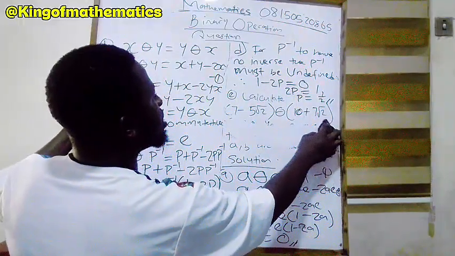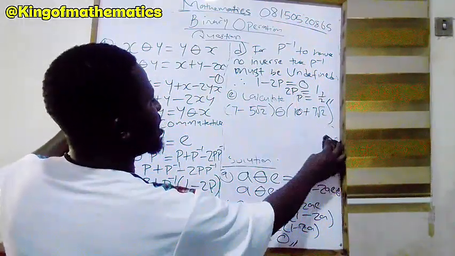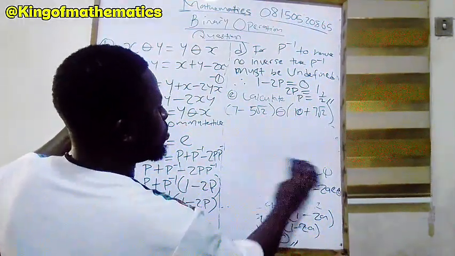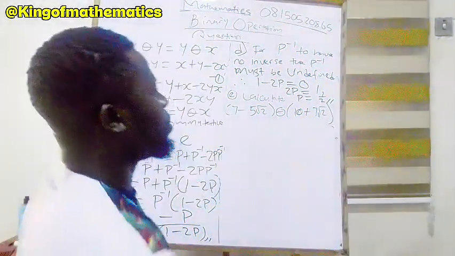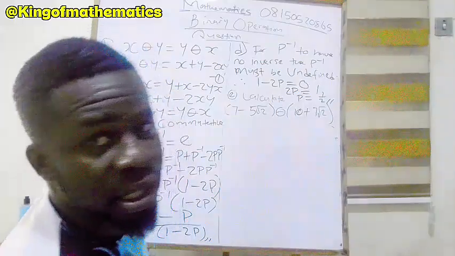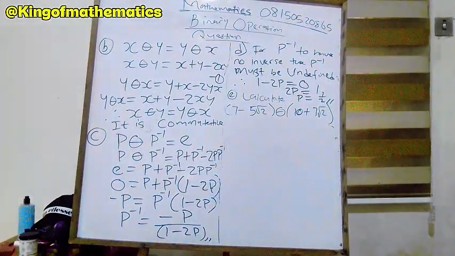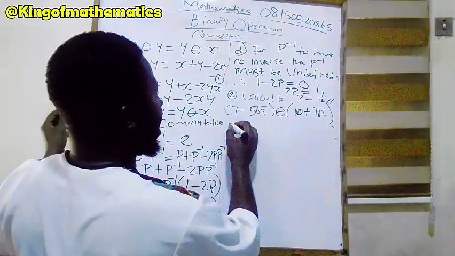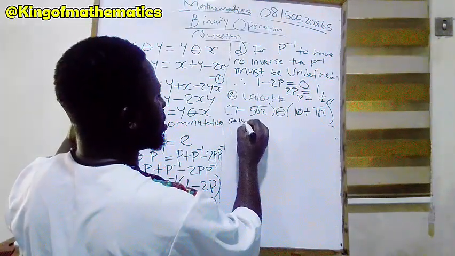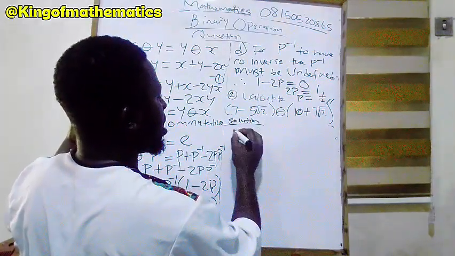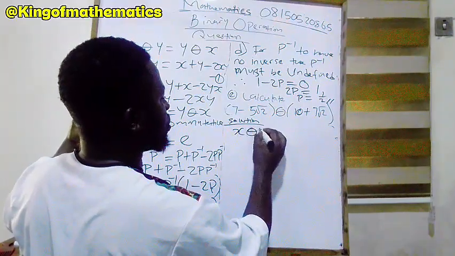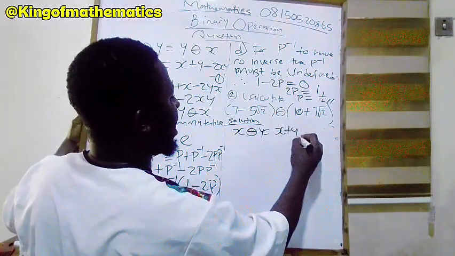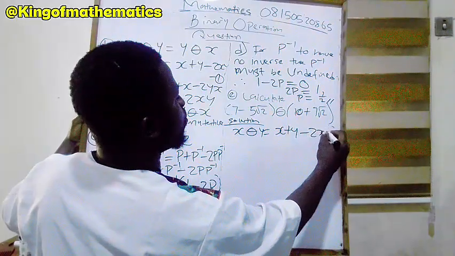The E part says we should calculate 7 minus 5 root 2, operation 10 plus 7 root 2. So this is the last question that we are solving. If you're going to follow this, don't forget the x operation y is equal to x plus y minus 2xy.